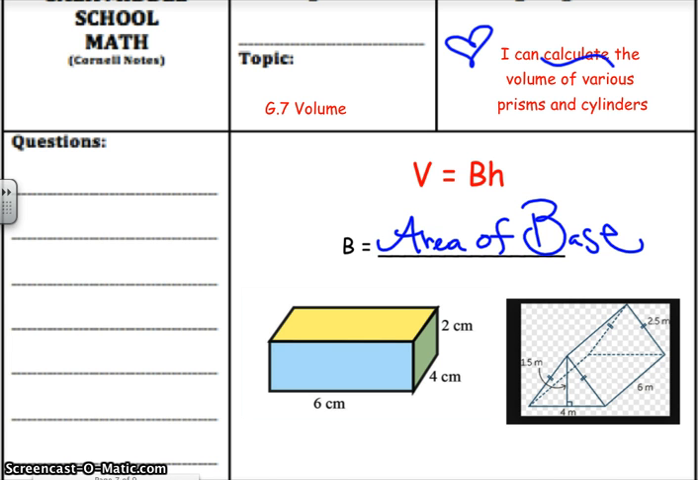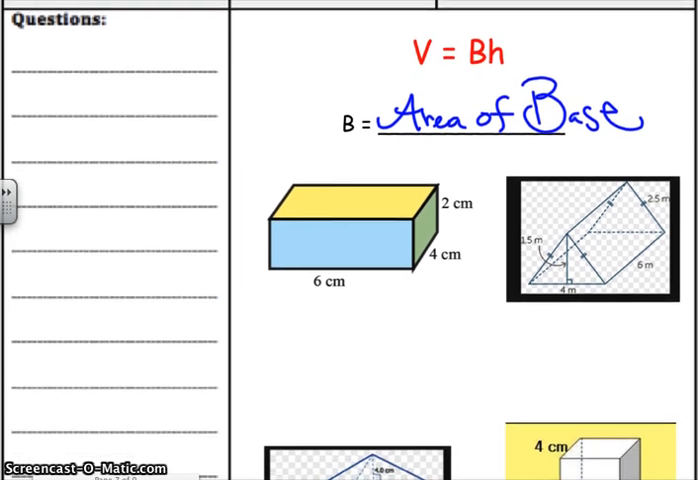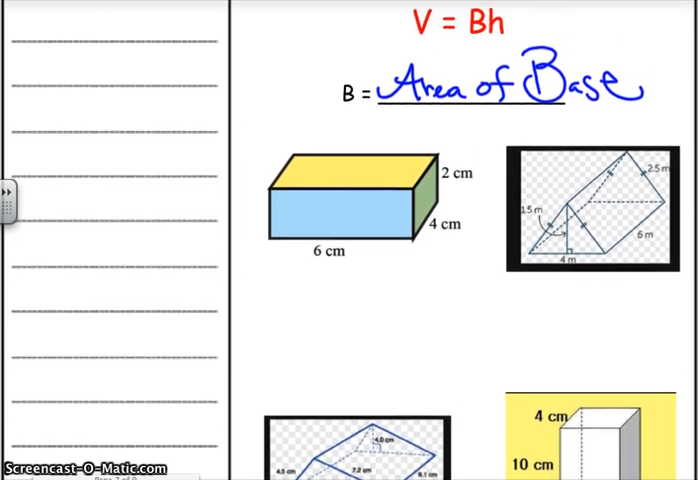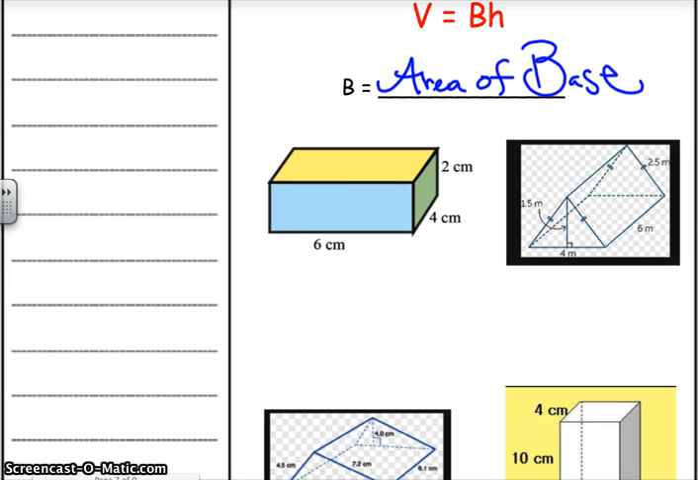So big B is the area of the base. So to calculate volume, how I go about doing it, I figure out what big B is, what H is, and just times them together.